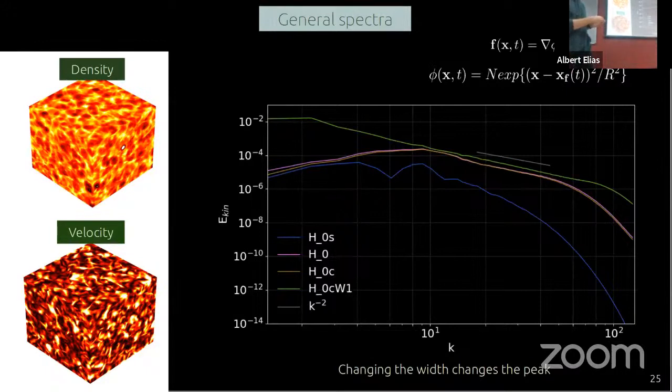This blue, orange, and pink one, they all have the same explosion width, and they all have the peak in the same place. And the green one, the whole box is the size of the explosion. And you can see that the green one has the maximum of energy in the whole box because the explosion occupies the whole box and not the other ones. And you see that they all have the same slope, which means that they have the same kind of physics behind.